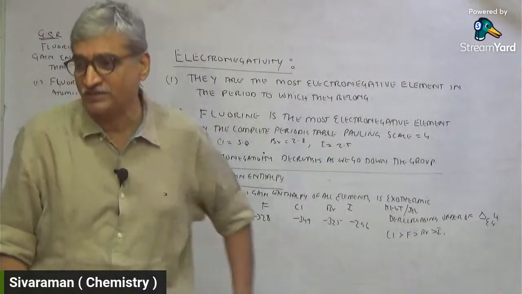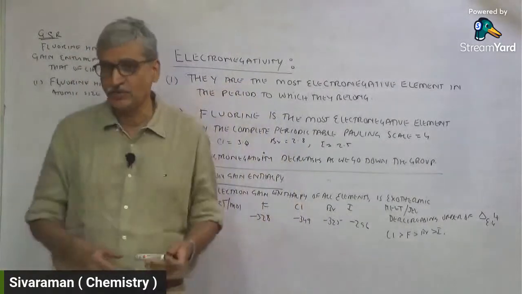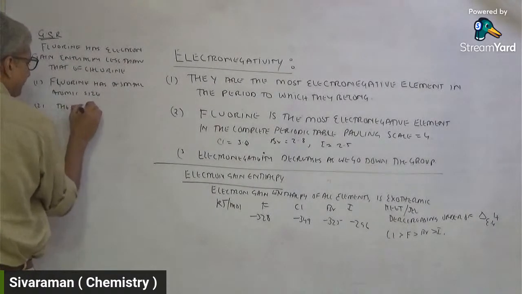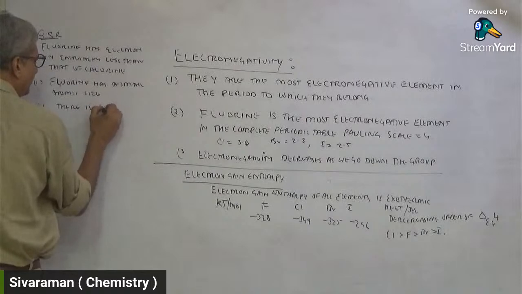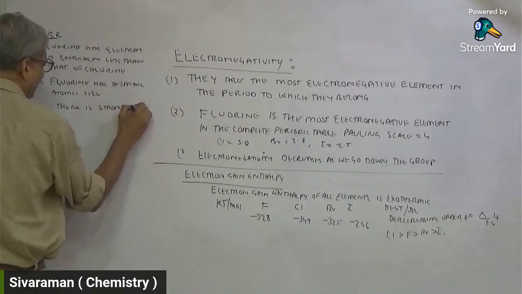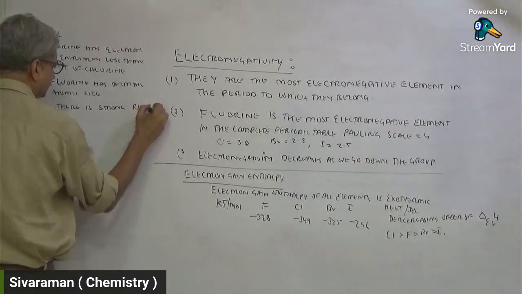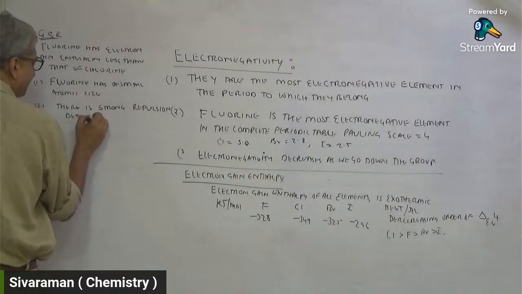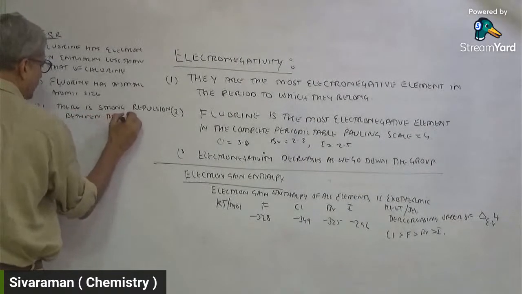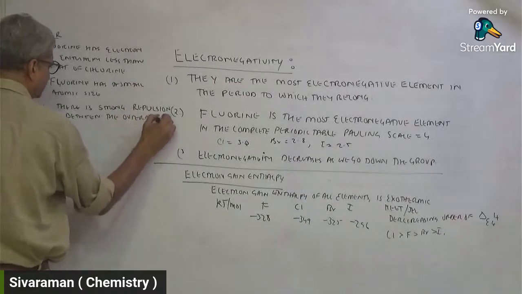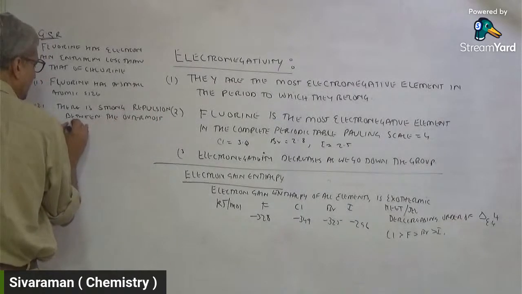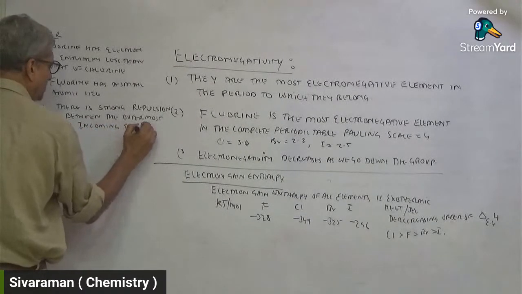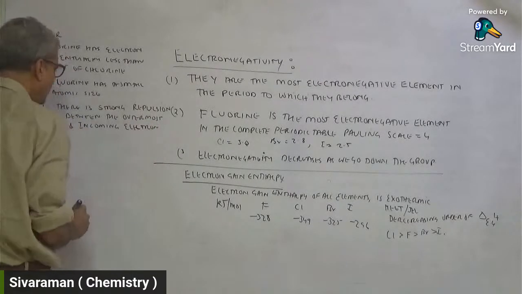So, we were talking about what? So, we have come to here. Since fluorine has a small atomic size, what happens? There is a strong repulsion between the outermost electron and the incoming electron. So there's a strong repulsion.